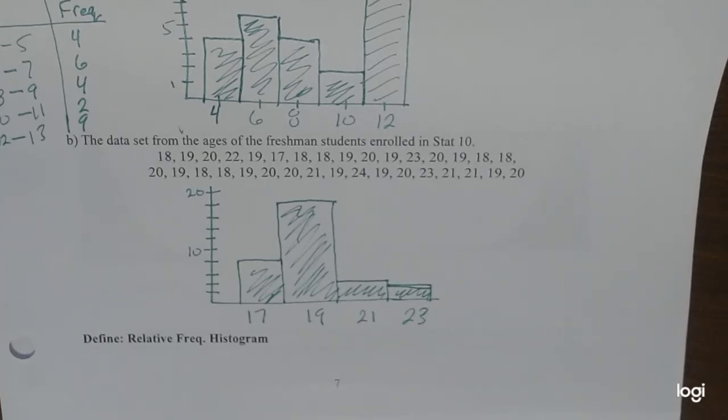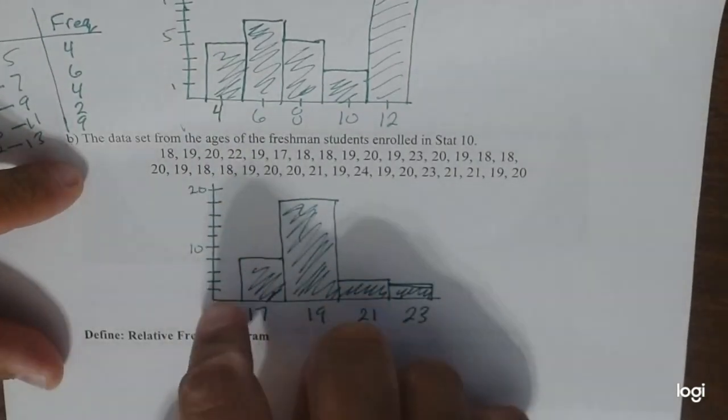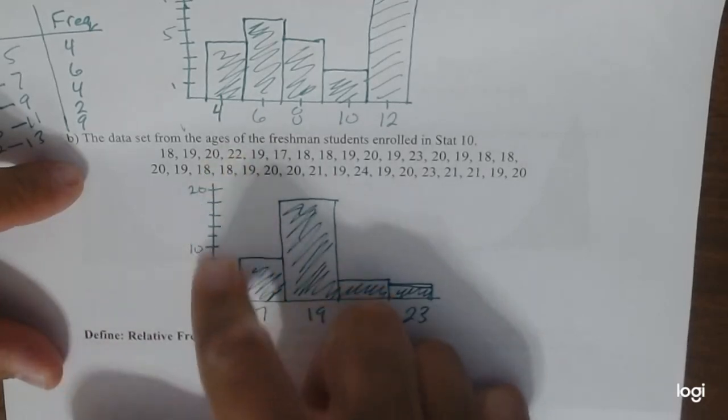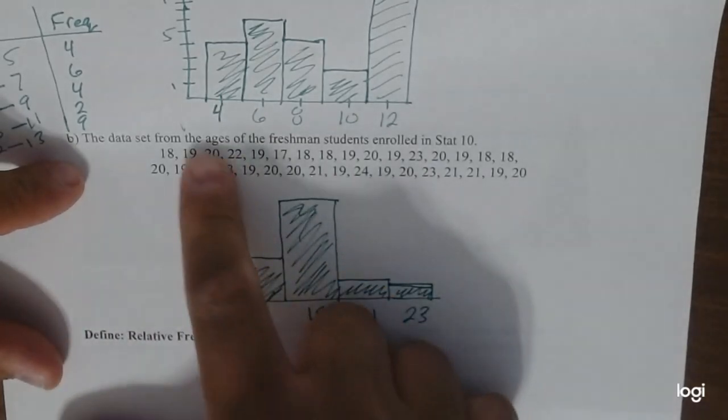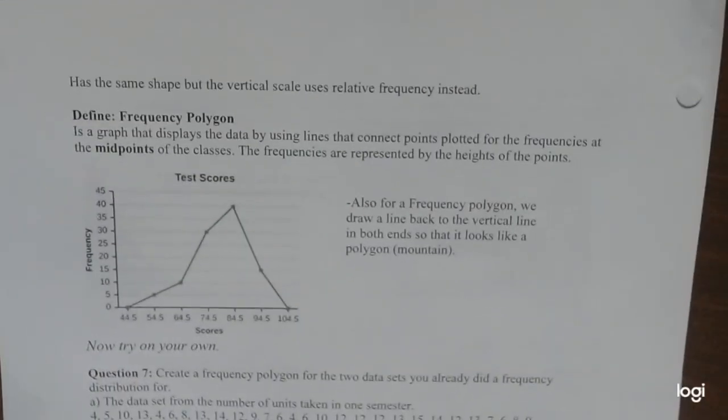Now, the next definition is called a relative frequency histogram. Basically, it's the same exact thing. The only difference is these numbers represent the relative frequency. That's it. So instead of regular frequency, it's the relative, so the decimal portion. But that's pretty much it. It's nothing really new about that concept.